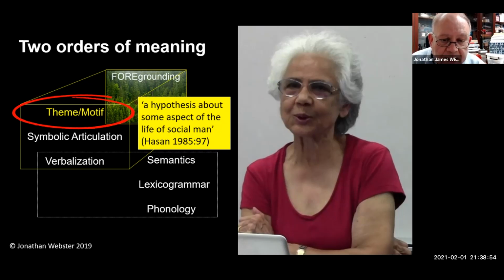Or as she says, the hypothesis about some aspect of the life of social man. Remember, Mir's a partially glimpsed personal reality? That is that partially glimpsed. It is a hypothesis which the artist brings and which the artist is trying to convey and put this across to the reader, to the listener, this hypothesis. And it is created through the act of not only creating a background, mobilizing the habitual patterns of language choice into a non-habitual consistency, a pattern, but then foregrounding, breaking that pattern to draw your attention to and create a theme.